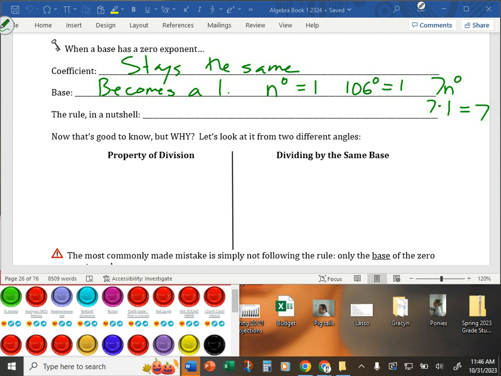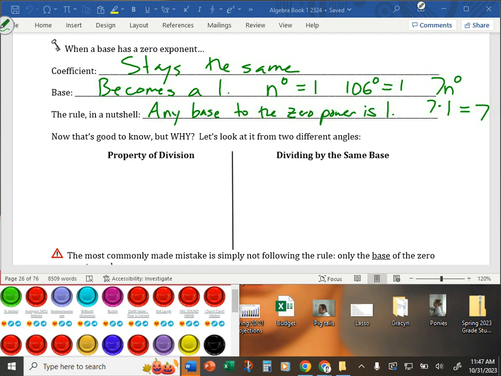In a nutshell, the rule is that any base to the 0 power is 1. Summarize this in one sentence: any base to the 0 power equals 1. So again, on paper, it seems super simple, right? A 0 exponent equals 1. Great. But sometimes simplicity can lead to complacency. If something seems very simple, you just kind of ignore the details because you think it's super easy.